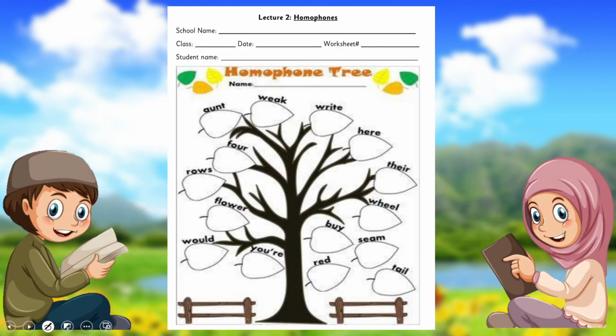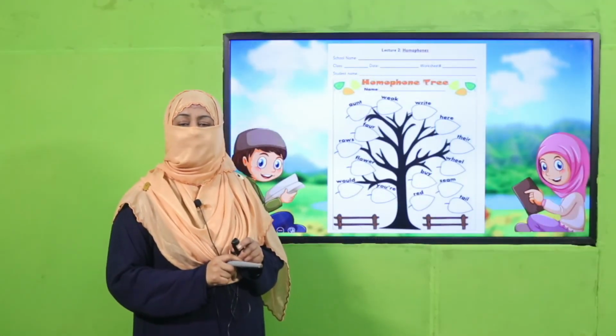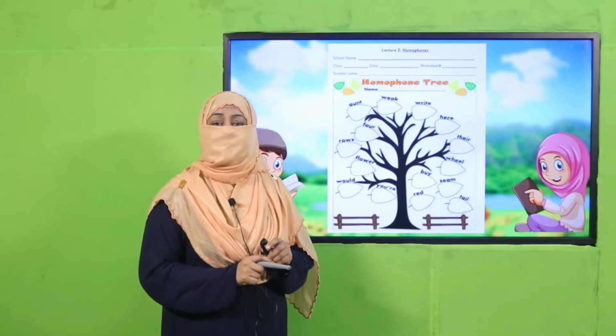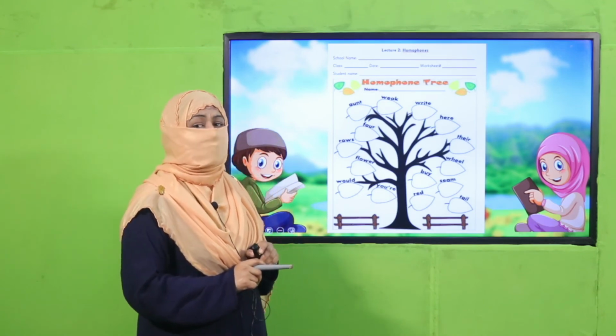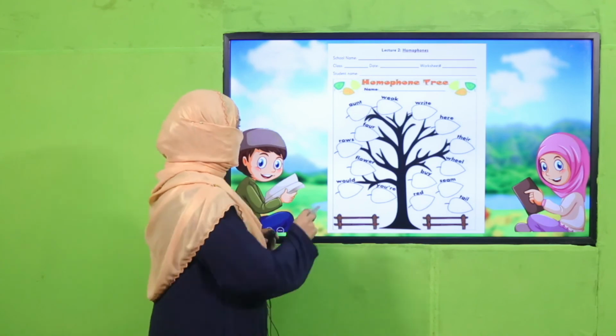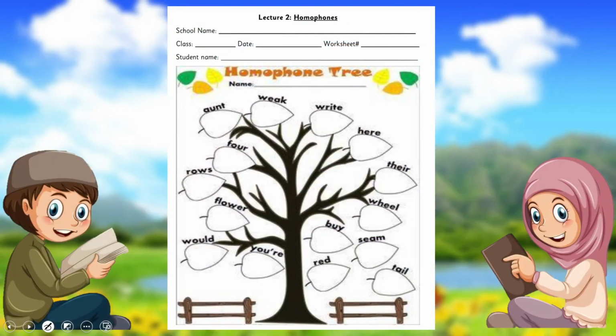And I'm giving you a worksheet, my dear fellow teachers. This worksheet, lesson plan, and PowerPoint presentation links are given. You may click them and kindly provide students with a printed worksheet for practice. And my dear children, what you are going to do in this worksheet, out of two homophones, one has been written, you have to write the second in the leaf given underneath. Okay, so in this way, you are going to complete the homophone tree.